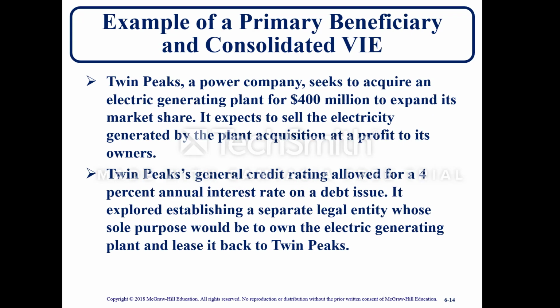So, an example of a primary beneficiary and a consolidated VIE. Twin Peaks, a power company, seeks to acquire an electric generating plant for $400 million to expand its market share. It expects to sell the electricity generated by the plant acquisition at a profit to its owners. Twin Peaks' general credit rating allowed for a 4% annual interest rate on debt issued. It explored establishing a separate legal entity whose sole purpose would be to own the electric generating plant and lease it back to Twin Peaks. So that would end up being a VIE.